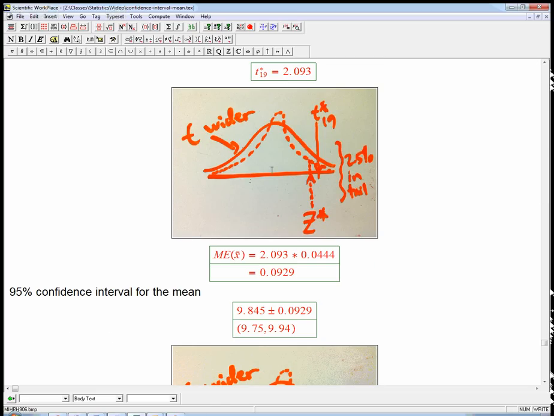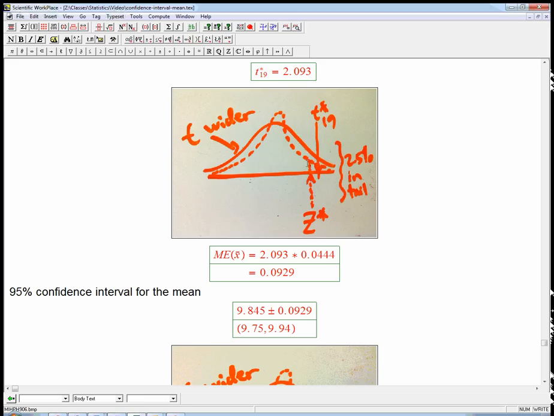Okay, so here's the picture I promised. If it were a normal distribution, let's say the dotted is a normal distribution. I know it looks a little bit weird, but that's okay. Here's what we would do. We would look at our average that we got from our sample, 9.845, and we would look for the Z star, which is 1.96. That means that 95% of our probability is within from minus Z star to Z star.